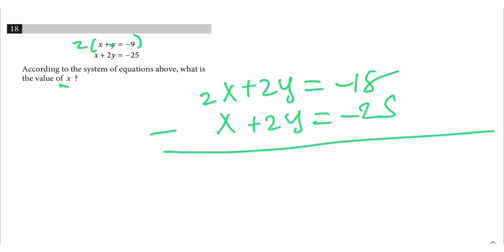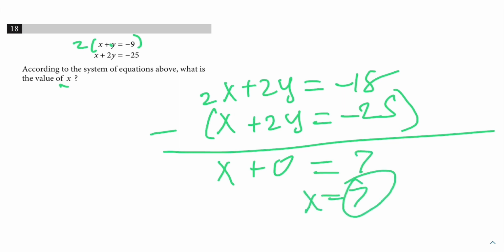So now if we subtract it, remember that's the same thing as putting parentheses around it and distributing the minus through all of it. 2x minus x is just x. 2y minus 2y is just 0. And negative 18 minus a negative 25 is the same thing as adding 25, which is going to be 7. So x is equal to 7. That's it. That's your answer.